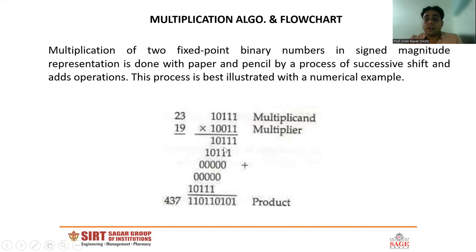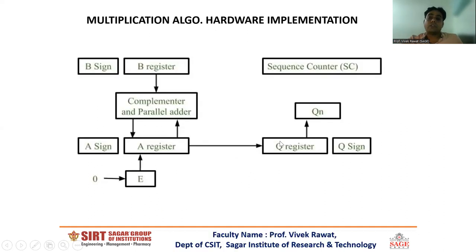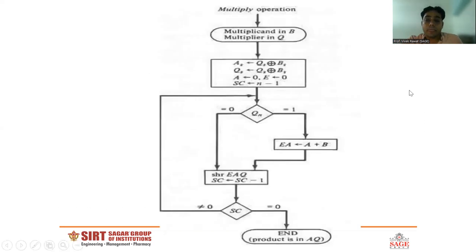Sequence counter means here this 1 multiplies the whole number, this 1 multiplies the whole number, this 0 multiplies the whole number, this 0 as well. So this is the sequence 1, 2, 3, 4, 5. Here the sequence counter number is 5. So this sequence will be done 5 times. In total, this multiplication process repeats 5 times.